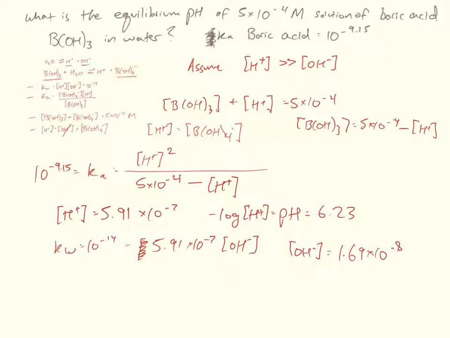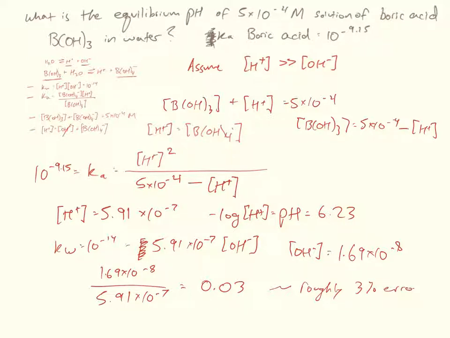What's our error here? We assumed OH minus was basically 0, so if we take 1.69 times 10 to the negative 8th over our H plus concentration, 5.91 times 10 to the minus 7th, we see that there's actually 0.03, or roughly about 3% as many OH minus ions as there are H plus ions, and we assumed there was 0. So we've got roughly a 3% error going on here. It's not exactly that, but that's how we do it.